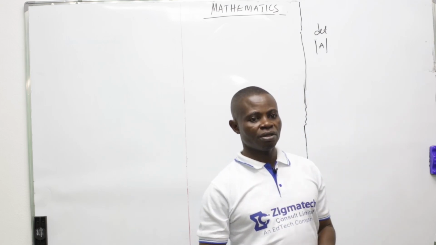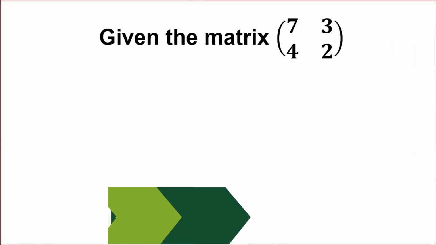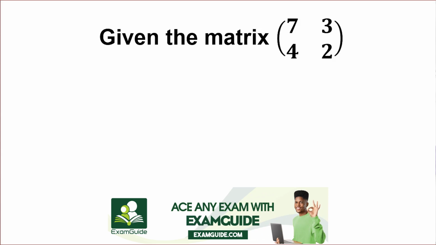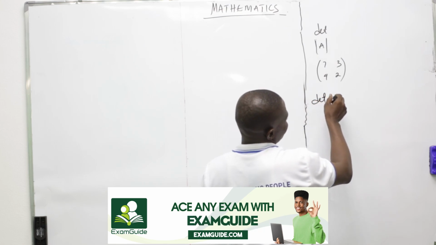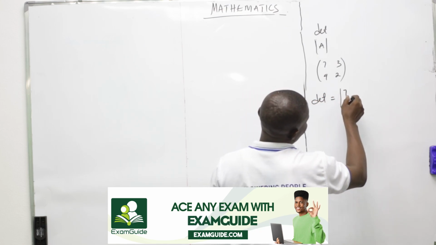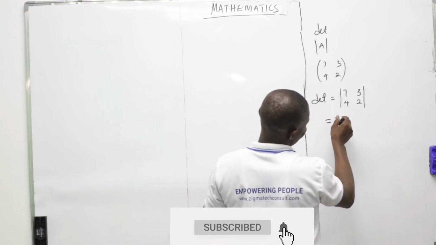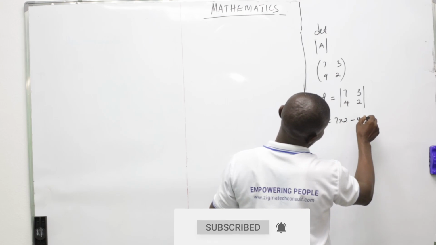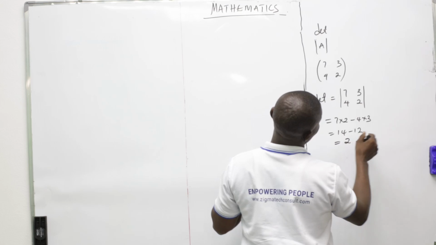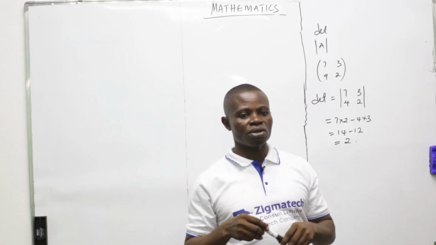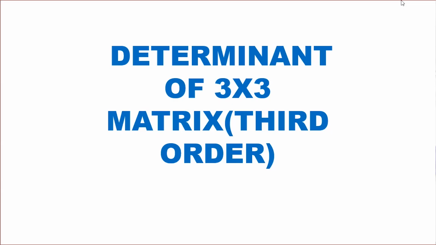So given the matrix 7, 3, 4, 2, this is a matrix. If you want to call it a determinant, I say that equals the determinant 7, 4, 3, 2. That is 7 times 2 minus 4 times 3. That gives us 14 minus 12 equals 2. So the determinant is what? 2.